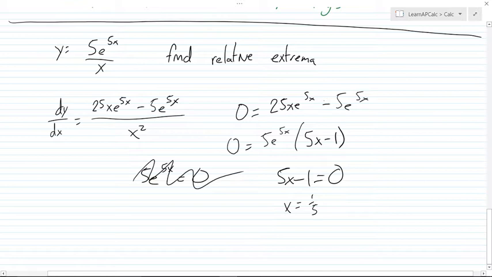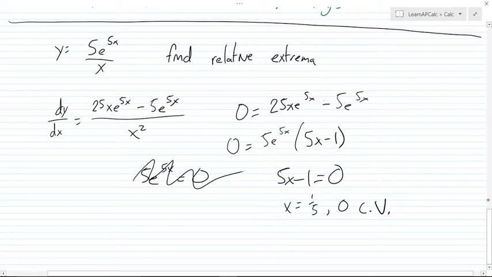But I want to remind everybody that when we look for critical values, we're actually checking where the derivative equals 0, but also where it's undefined. So this would be undefined as well at x equals 0. So these are my critical values. It's easy to forget that you need to include x equals 0, but that's actually very important.